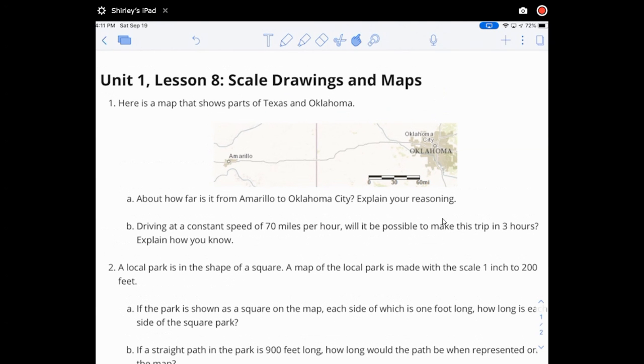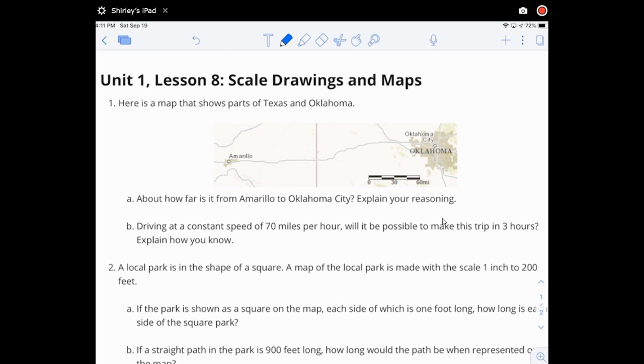Okay, so I'm going to go over lesson 8, number 1. Here's a map that shows parts of Texas and Oklahoma. So we are given this map and we are given this little scale down here so I can see the distance, and then 60 miles is represented in that distance. And we are asked in A about how far is it from Amarillo to Oklahoma City, and explain your reasoning.